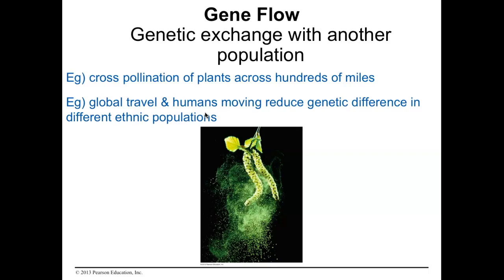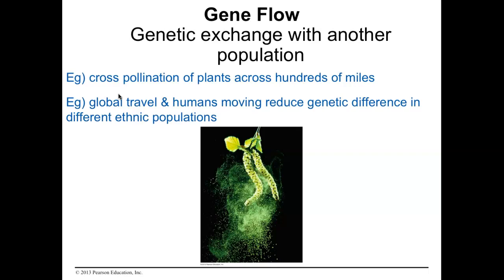But gene flow is where now we're interbreeding, right? So with global travel, we can fly over, people are living in different regions of the world from where their ancestors evolved, and we're interbreeding, and that gene flow is going to reduce the differences, making the populations more similar.